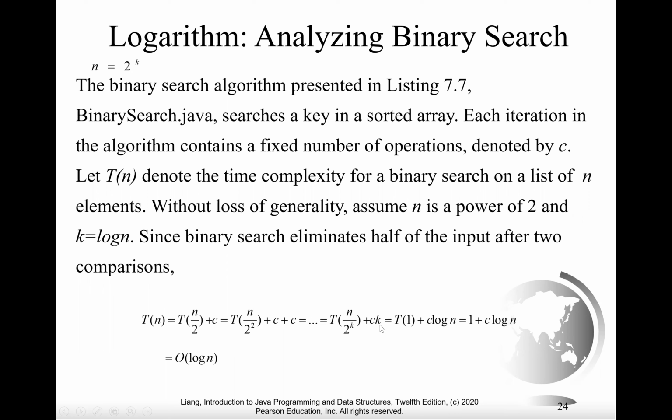So this is k, and now how many times do you perform this constant comparison? It is k times. What's k? k is log n. So the overall time for binary search is order of log n.